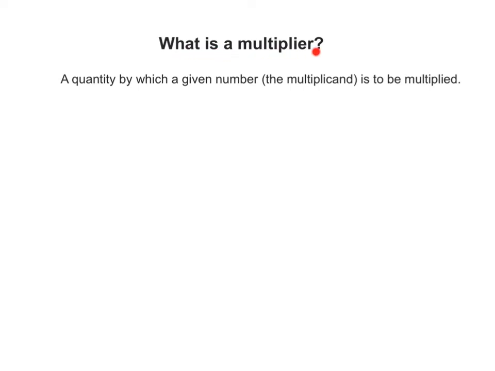What is a multiplier? Well, a multiplier is a quantity by which a given number, the multiplicand, is to be multiplied. So let's take an example to explain this. Suppose I have the number 6 and I want to go to the number, let's say, 18. What do I need to multiply the 6 by to go to 18? Well, clearly I need to multiply by 3.